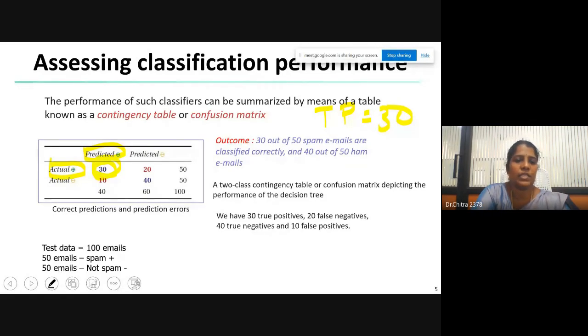The next one is actually negative values. Actually negative values that are also predicted as negative are called true negative. Actually, that is a negative value, and that is also predicted as negative. That kind of value is called true negative. So here the true negative equals 40.